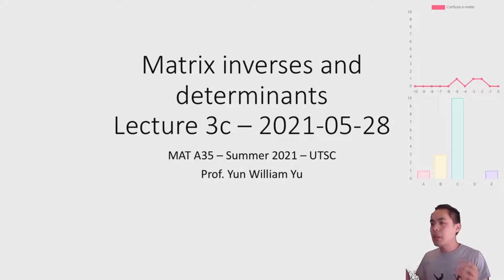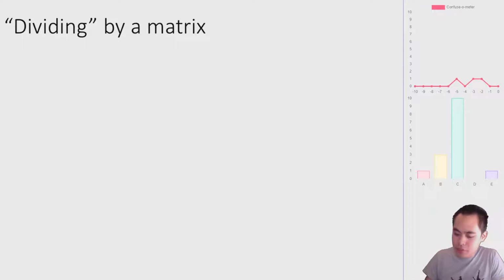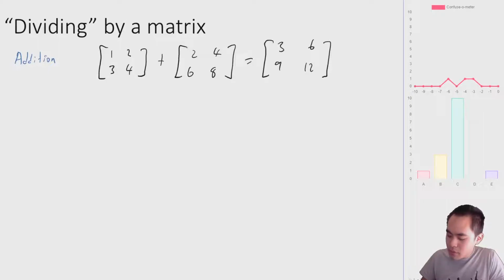Now, I remember in our lecture last time, someone mentioned the idea of dividing by a matrix. What does this really mean? When we think about it, we have some operations that we all know and love. For example, we have addition, and we know how to do lists. This is just 1, 2, 3, 4 plus 2, 4, 6, 8. You just add each of the terms individually, and you get 3, 6, 9, 12.